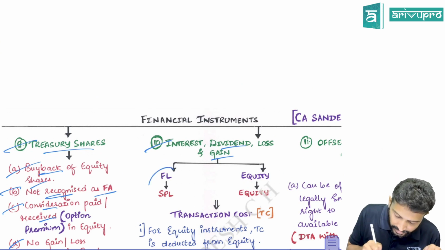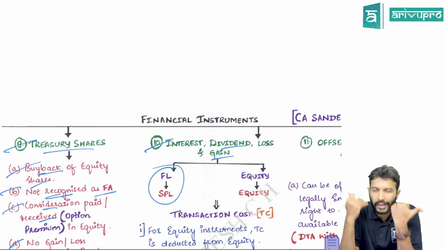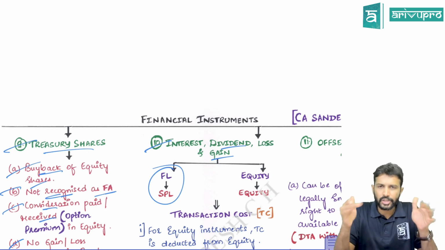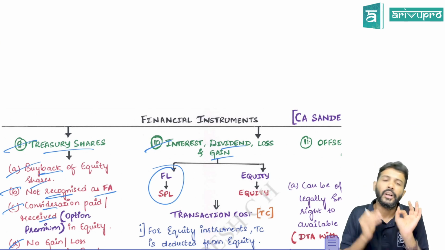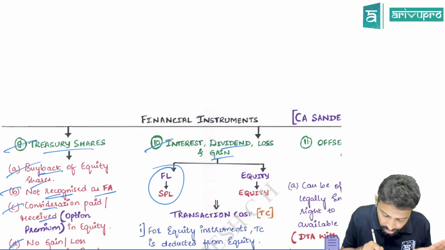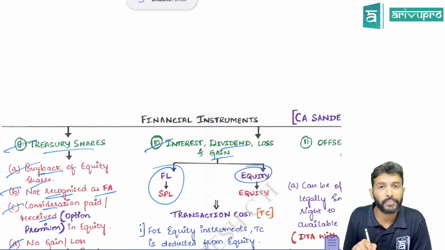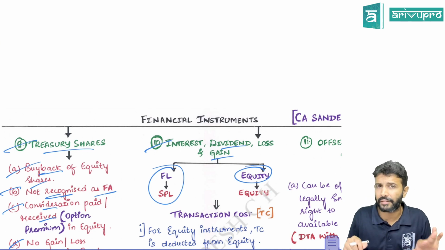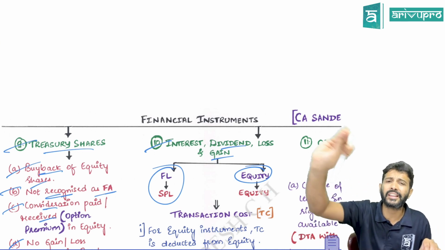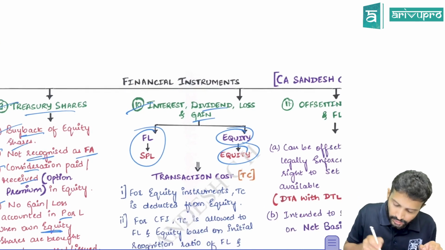All right. Next, interest, dividend, loss, gain. If you're classifying an instrument as a financial liability, then it doesn't matter what you call it, whether you're paying dividend or interest, whatever name you call it. If the instrument is classified as financial liability, whatever you're paying will be accounted in SPL itself. However, if an instrument is classified as equity, you can pay dividend on it, you can pay interest on it, whatever name you call it, the name is irrelevant. If it is classified as equity, anything that you pay on it will be recorded in equity itself. That's the thing.